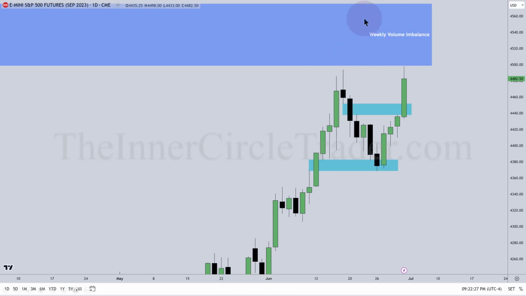You would grade this range with 25, 50, and 75% respective levels or gradients, and you would treat each one of them as a target. Well, we only got as far as the buy side here and just fell short of touching the low end of that weekly volume imbalance.